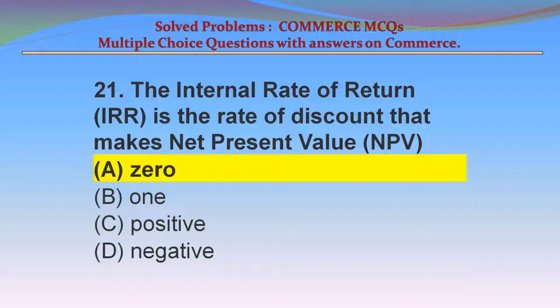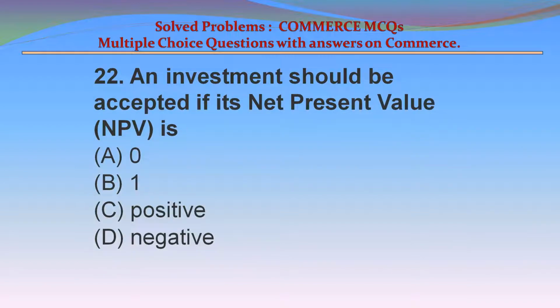Answer A, 0. 22. An investment should be accepted if its net present value is: Option A, 0. Option B, 1. Option C, positive. Option D, negative. Answer C, positive.